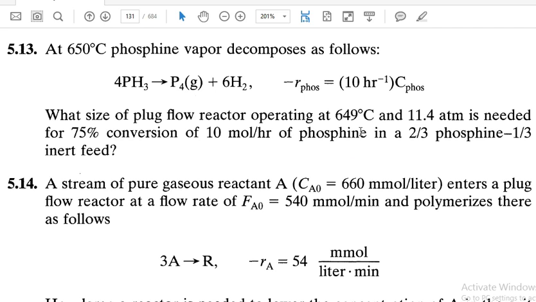So what are the conditions? The temperature is given and then the pressure, right? The conversion of 75% is needed. And the other things are 2/3 phosphine and 1/3 inert feed. So this is the given data. Fa0 is equal to 10 mole per hour, 2/3 phosphine and 1/3 inerts.